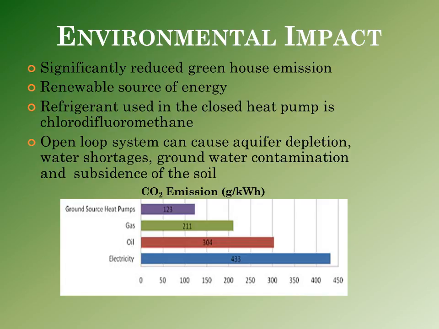And the heat pump uses renewable geothermal energy. However, the refrigerant we use in the closed-loop heat pump cabinet is chlorodifluoromethane, which is an ozone-depleting substance. Also, in an open-loop system, the drawing of water from a well and draining that water to the surface may contribute to aquifer depletion, water shortage, groundwater contamination, and subsidence of the soil.